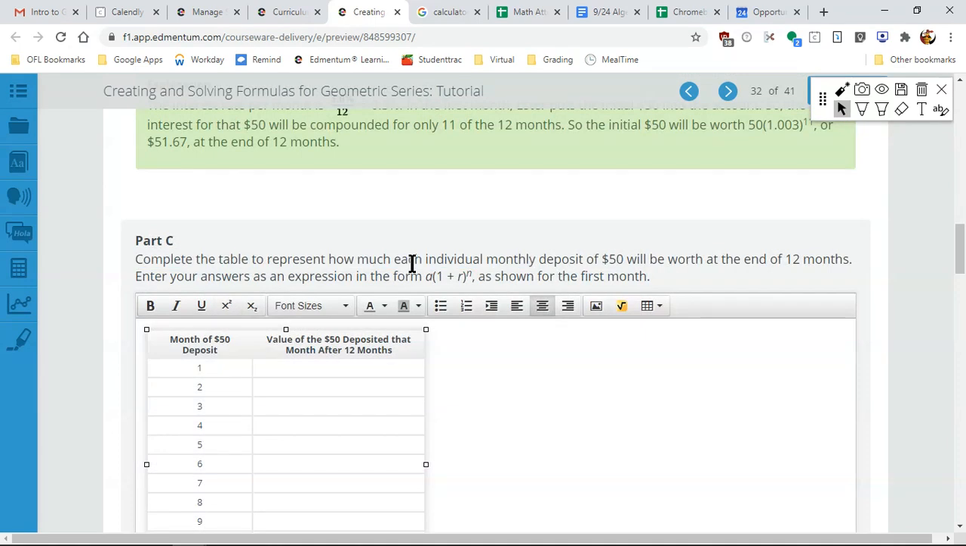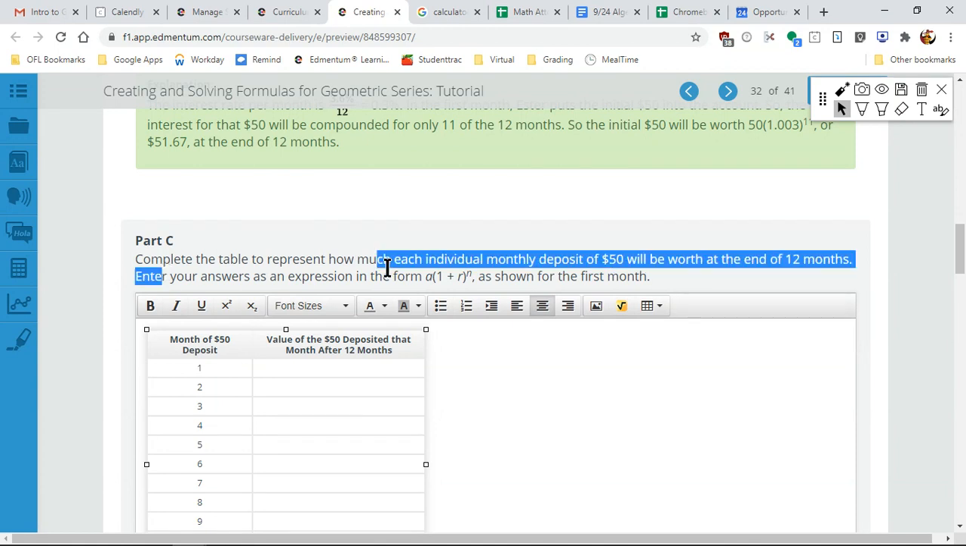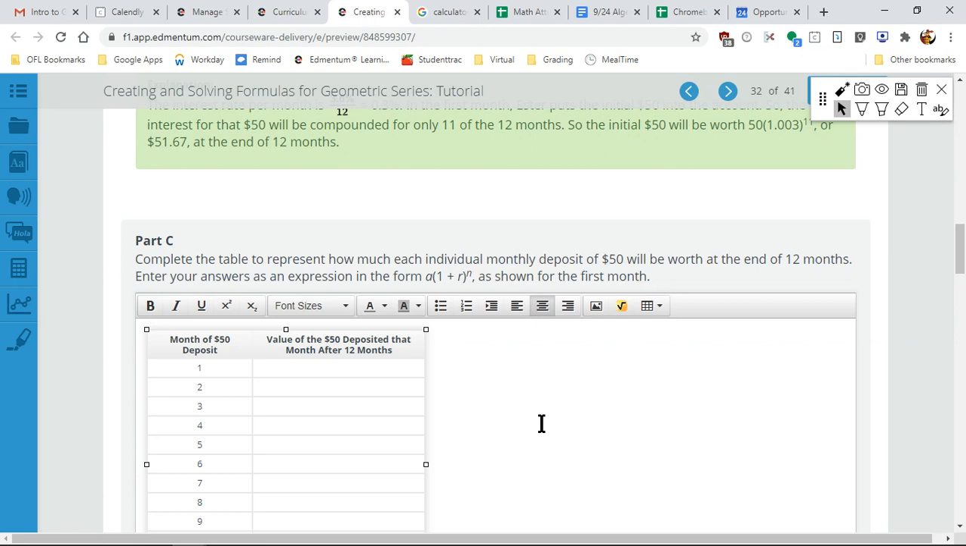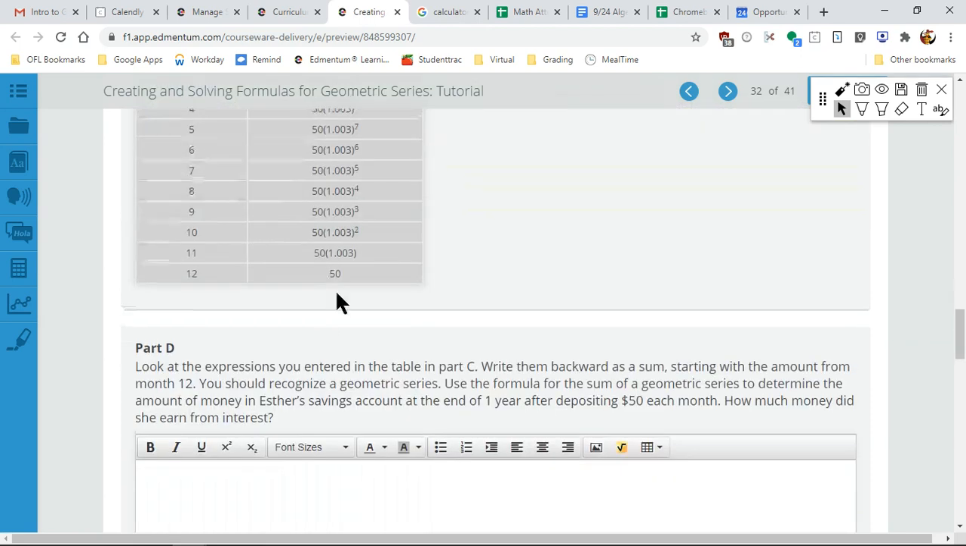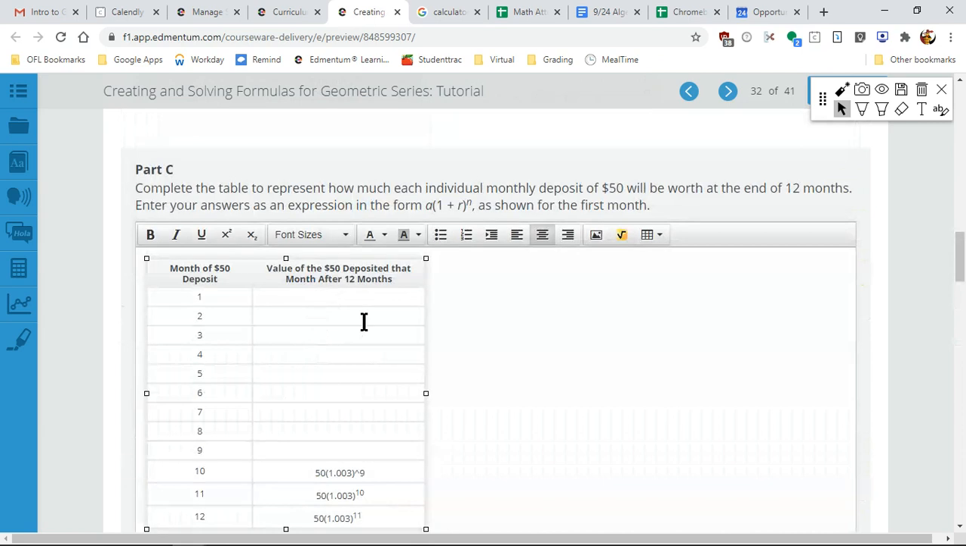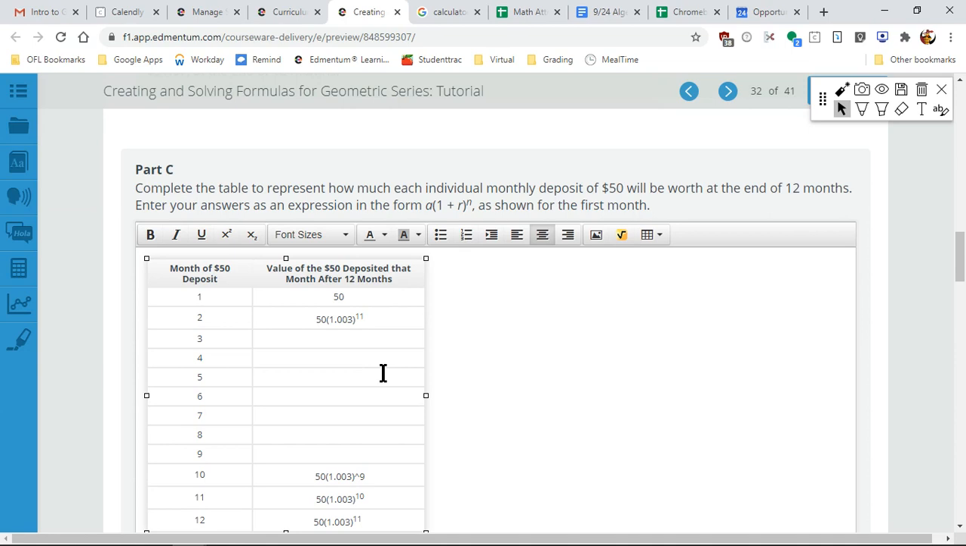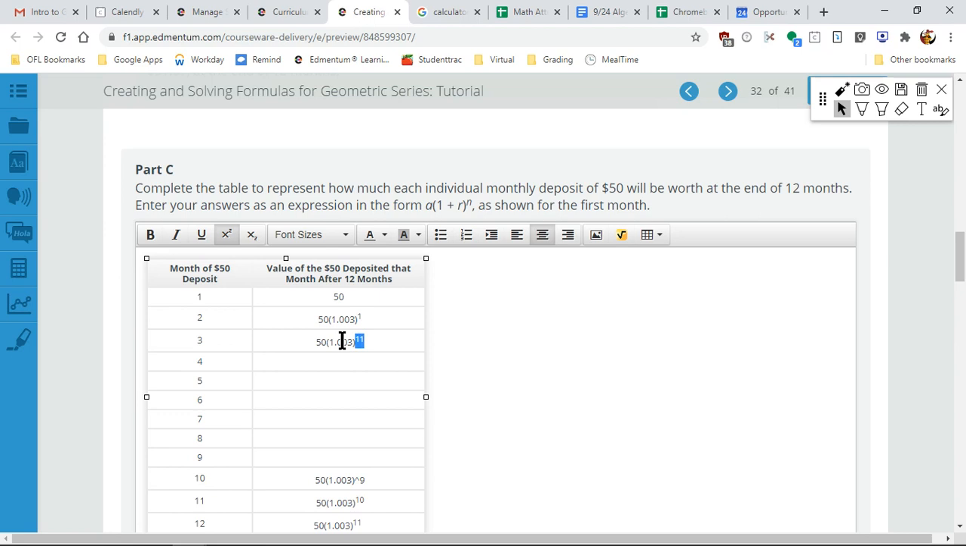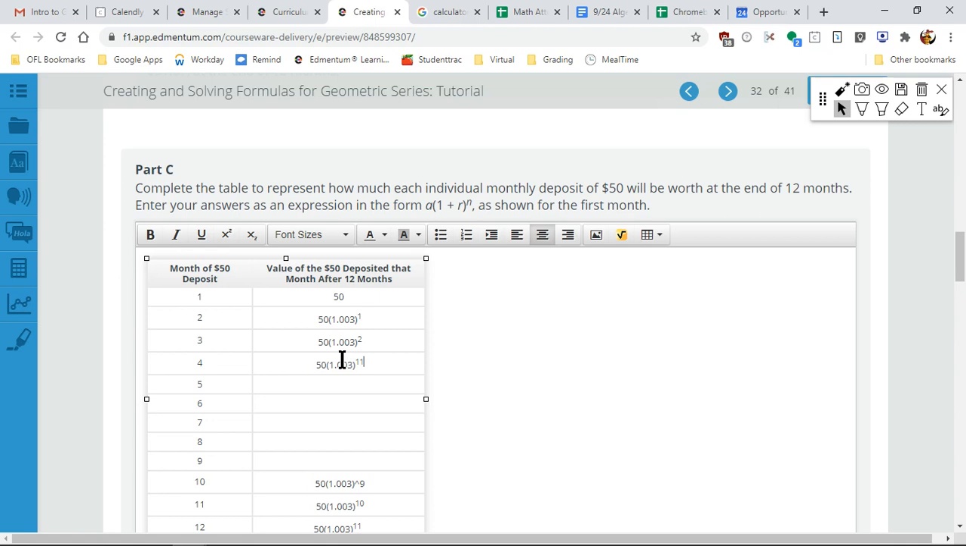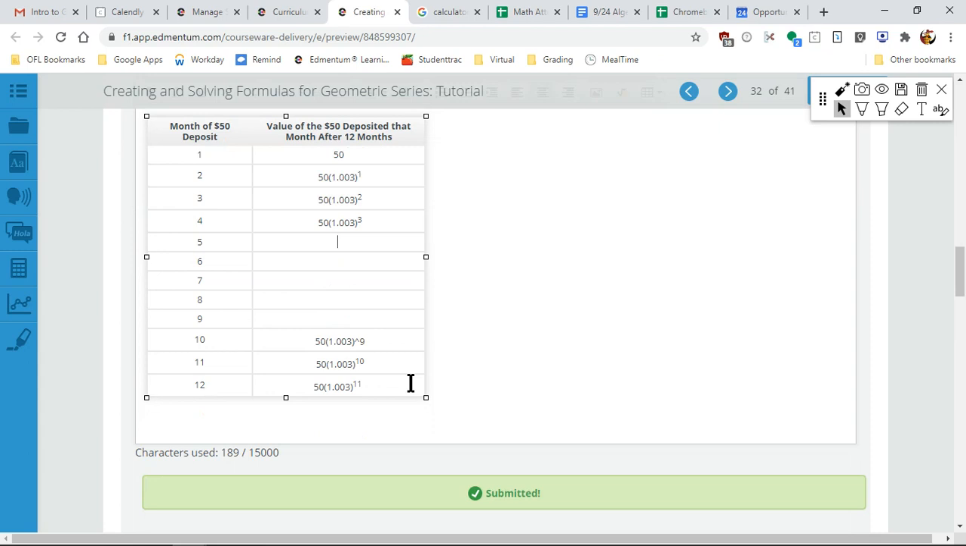Complete the table to represent each individual month's deposit of $50 worth at the end of 12 months. Answer the questions in this form. Yeah, this is backwards, guys. I'm sorry. The first month, they don't get any interest. The second month, they get 1 month of interest. The months after that, they're going to get 2 months of interest. Months after that, they get 3 months of interest. Months after that. So you can see where they messed up.